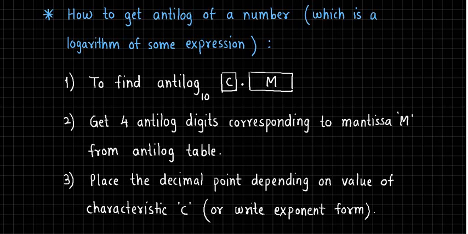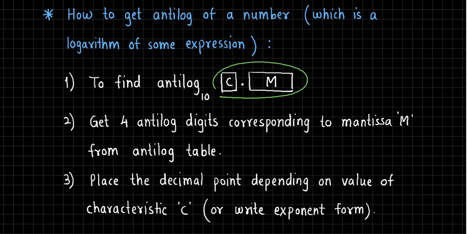Now we move on to see how to get the antilog of a number. That number is basically the logarithm of some expression which has been considered previously. To find the antilog of a certain number, we know that number will be given to us in the form of some characteristic dot some mantissa, right?